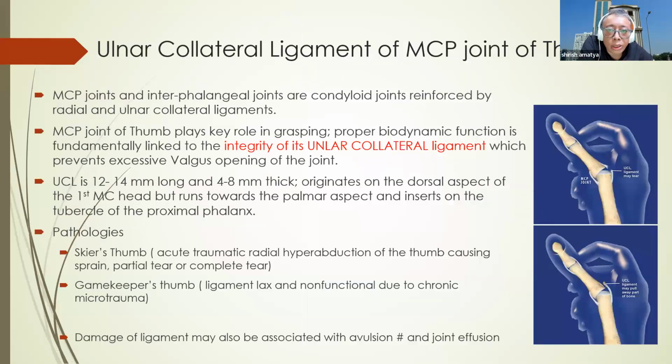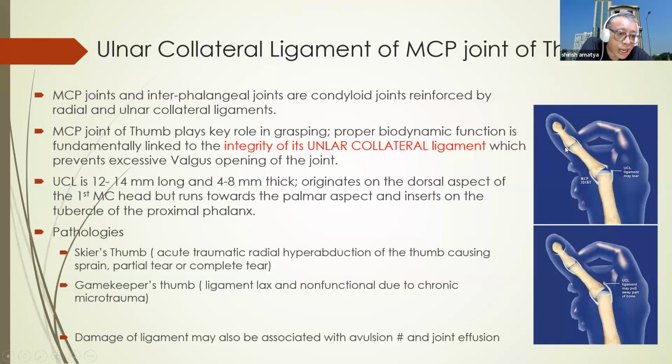Now coming to the collateral ligament of the hand, which is most commonly affected, many patients will come with an ulnar collateral ligament injury. Normally the metacarpophalangeal joint as well as the interphalangeal joint are condyloid type joints, and these joints are reinforced by the radial and ulnar collateral ligaments. If you see the picture on the right side, these are the interphalangeal joints, and this is the metacarpophalangeal joint.